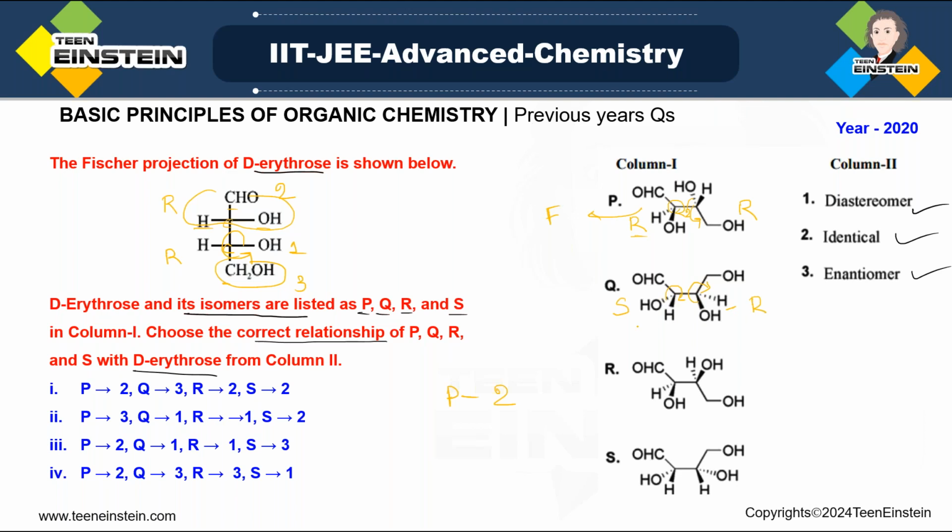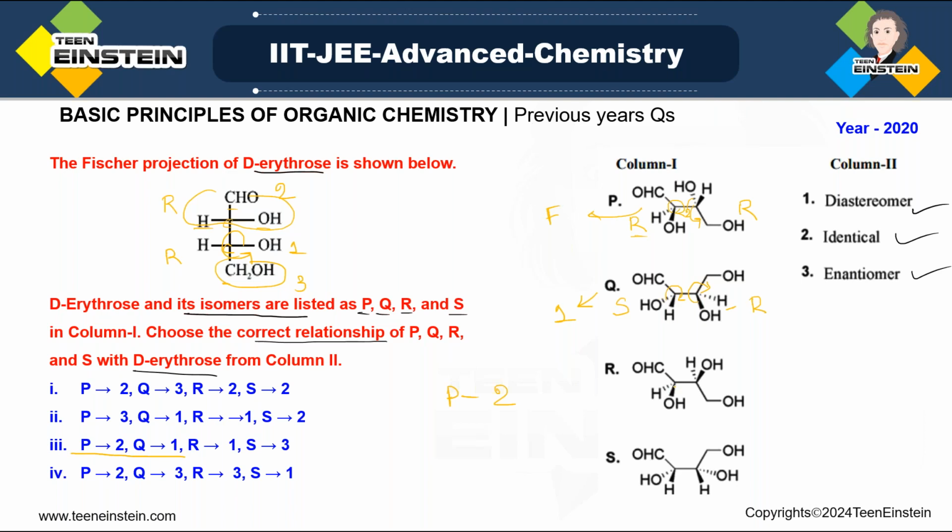So it will be R. So S and R, that means Q is matching with diastereomeric relationship, which is 1. So if P is 2, R is 1. Sorry, P is 2, Q is 1. That you can find in this option. Okay. So we will also check the other two.